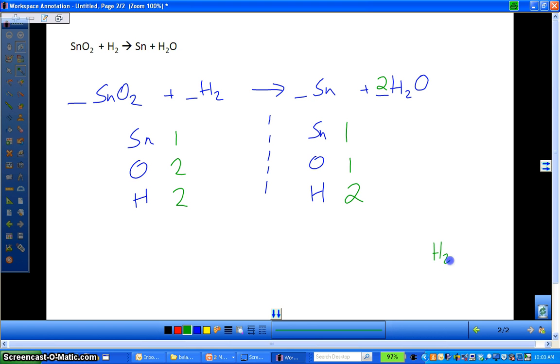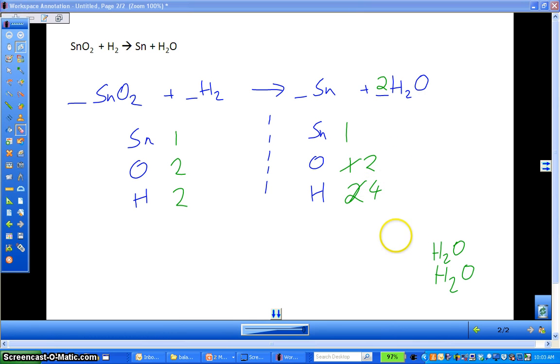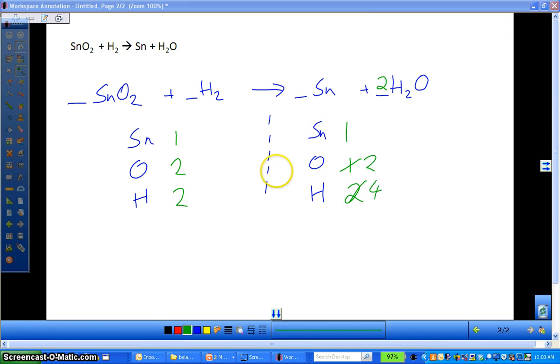Now we count it again, so just draw it out at the bottom if you like. Now we've got two H2Os. 1, 2. So how many H's do we have? We've got 2 times 2. We've got 4 H's and 2 O's. So now we check it again. Is it balanced? Yes. Yes. 2, 4. No. We need more H. So we'll put a 2 up there. Now we've got 4 of them. Is it balanced? 1, 1. 2, 2. 4, 4. Yes, it is. Fantastic.